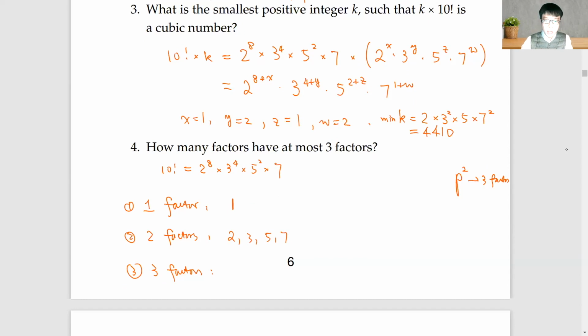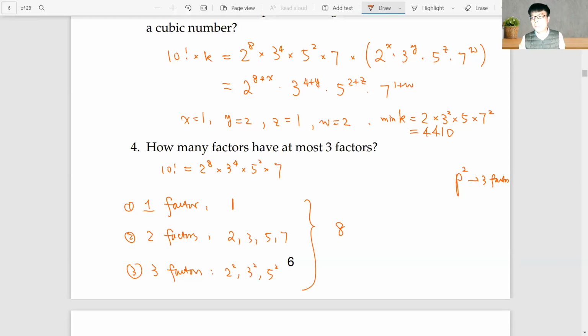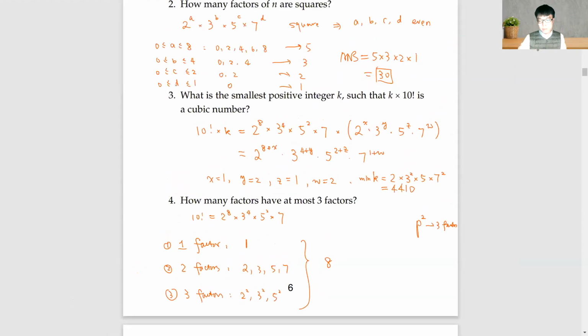Okay. So here we can have 2 squared, we can have 3 squared, we can have 5 squared, but we cannot have 7 squared because we only have a single 7 in 10 factorial. We cannot have 7 squared. So there are only 3 choices. And totally we have 8. Okay, we have 8 such factors. They have at most 3 factors. Right. This part is on the prime factorization and its properties.